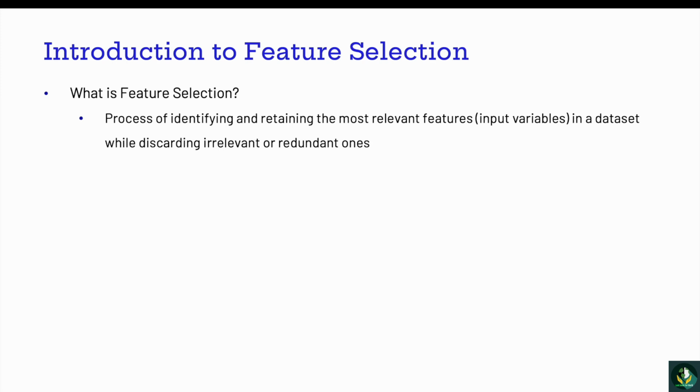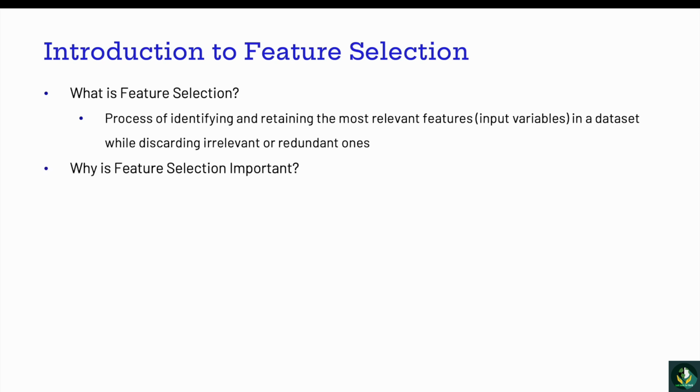Day 4. Today we are going to look at some feature selection techniques. First, let me give you an introduction to feature selection. What is feature selection? Feature selection is the process of identifying and retaining the most relevant features, which are also called input variables, in a data set while discarding irrelevant or redundant ones.